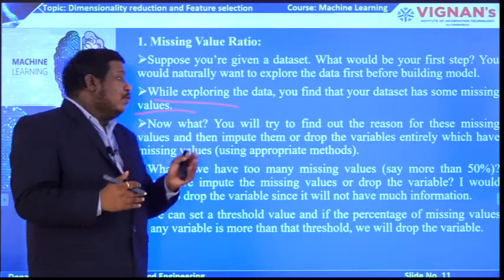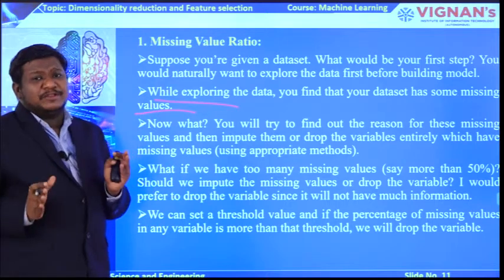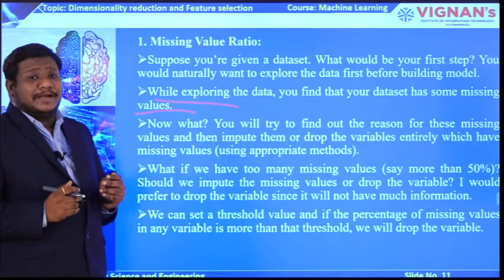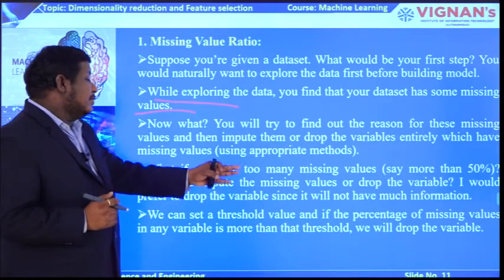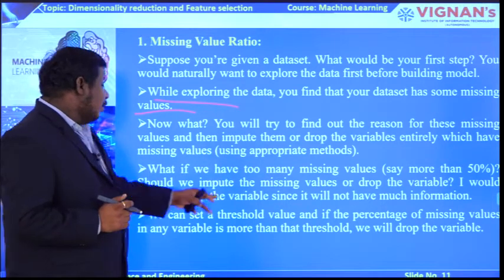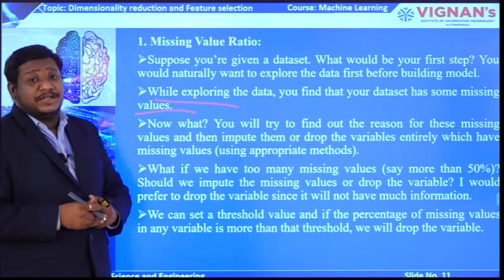The second level, we are going to remove all those missing value parameters from your actual data set. So, what if you have too many missing values? Should we impute the missing values or drop the variables? I would prefer to drop the variables since they will not have much information.